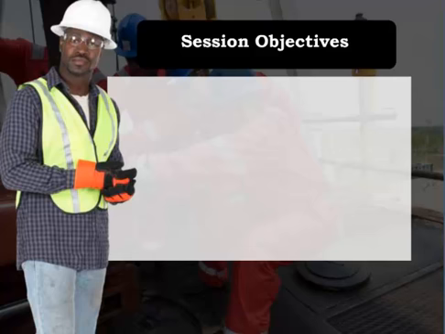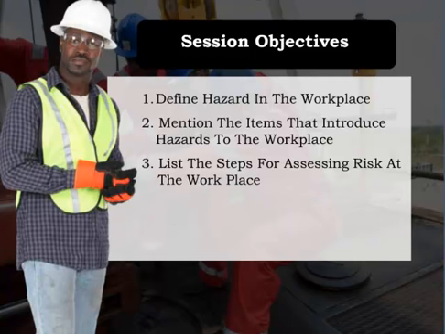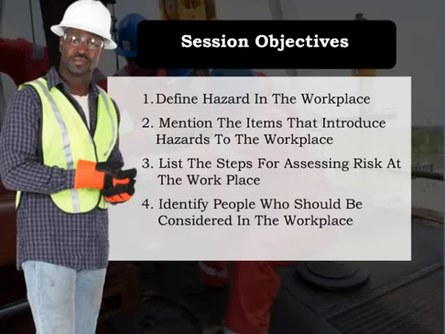Session objectives. At the end of this session, you should be able to: 1. Define hazard in the workplace. 2. Mention the items that introduce hazards to the workplace. 3. List the steps for assessing risk at the workplace. 4. Identify the people that should be considered in the workplace.